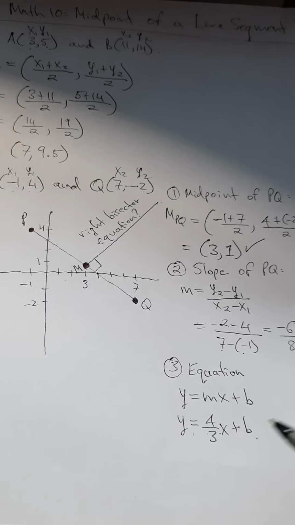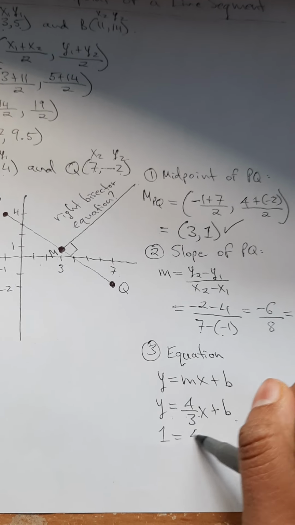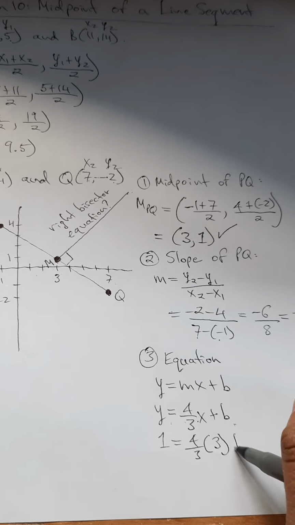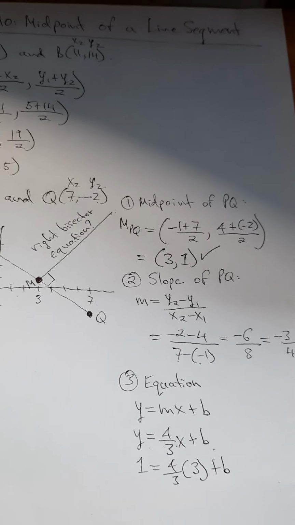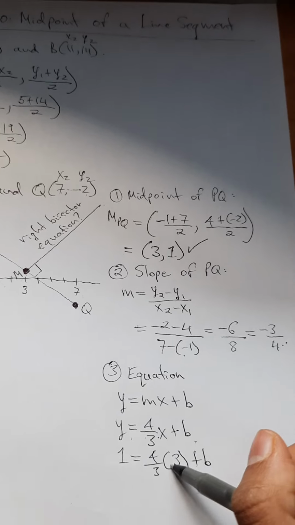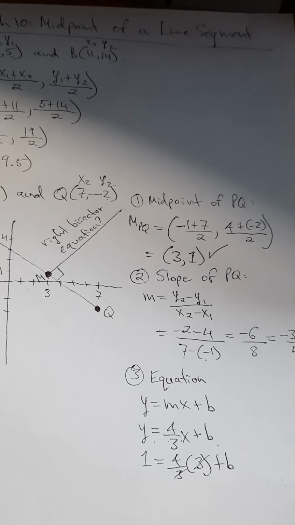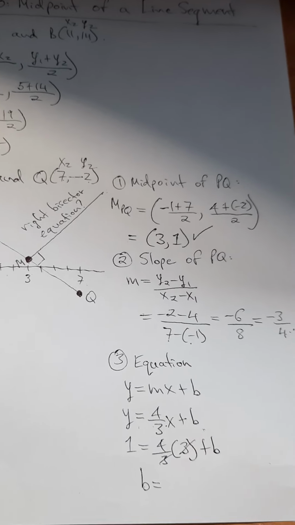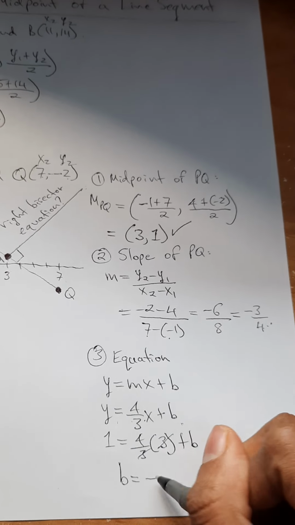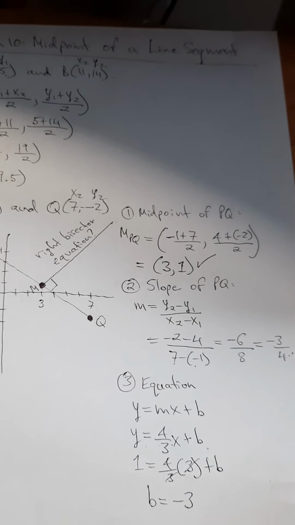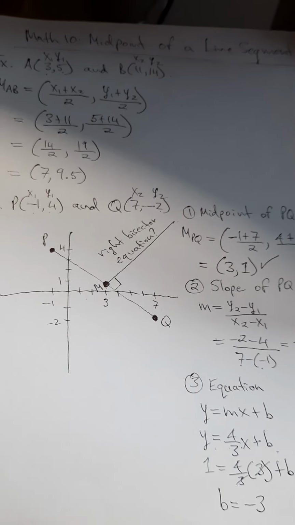So we're going to sub in 1 for y, times 4 over 3 times 3 for x. Notice the 3 on the top and bottom cancels out. You're taking the 4 to the other side, so b is equal to 1 minus 4. b is equal to negative 3. You're always just solving for the value of b here.